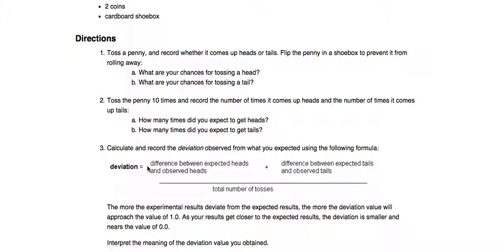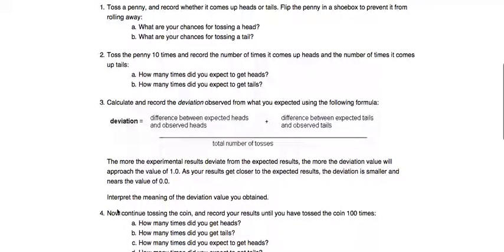Now, what does that value mean? That value means, and it explains it down here, the more experimental results deviate from the expected results, the more the deviation value will approach the value of 1. As your results get closer to the expected results, the deviation is smaller and nears a value of 0. And some of you might have values like 0.2, some of you might have values like 0.8.